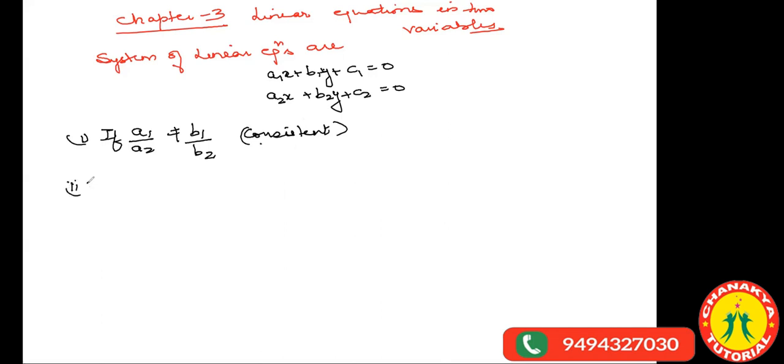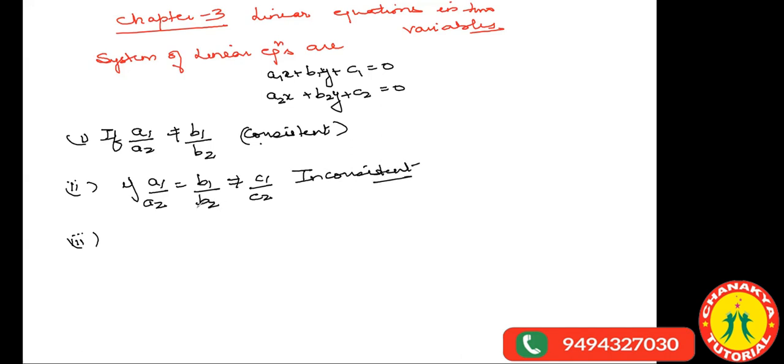Now second is if a1 upon a2 is equal to b1 by b2 not equal to c1 by c2. Abhinav, what was it? Which type of system it is, beta? Inconsistent. Yes, inconsistent because there is no solution. These pair of lines represent parallel lines.